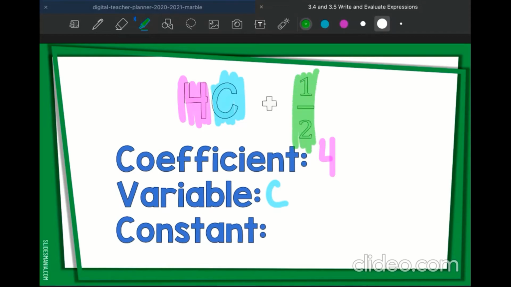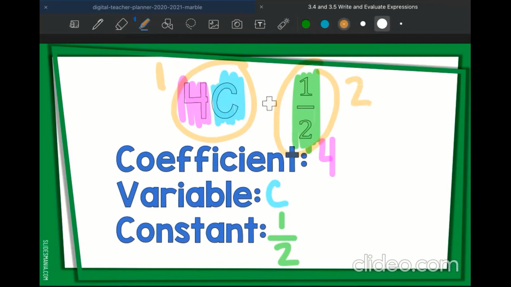1/2. Good. Now, bonus round: show me with your fingers or type in the chat, how many terms do I have here? Good. I have 1 term here, 4c, and 2 terms here, 1/2. So 2 terms. Remember, terms are everything separated by the operations, okay?